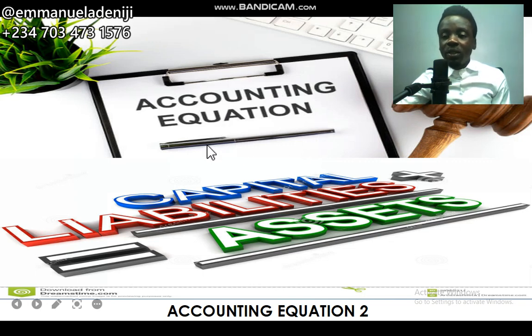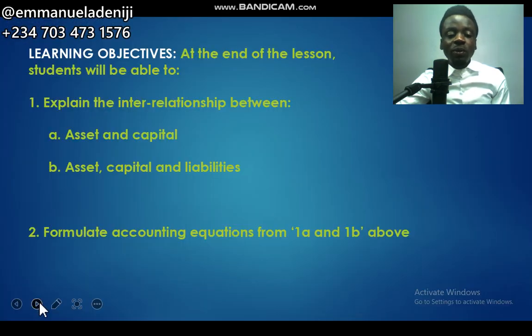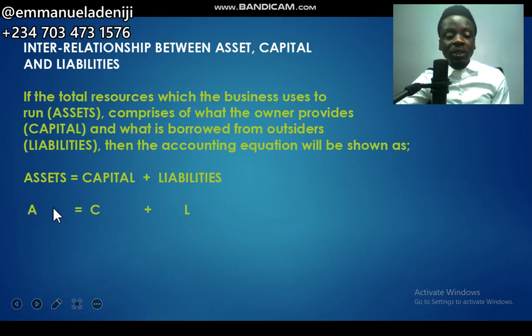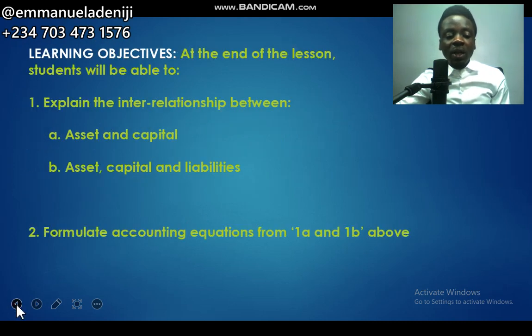In case third parties have provided funds to the business, or the business has borrowed funds to run, it means the assets will be equal to capital plus liabilities, that is, what the owner invested and what third parties have supported the business with. So in this case, the accounting equation will be restated as assets is equal to capital plus liabilities.